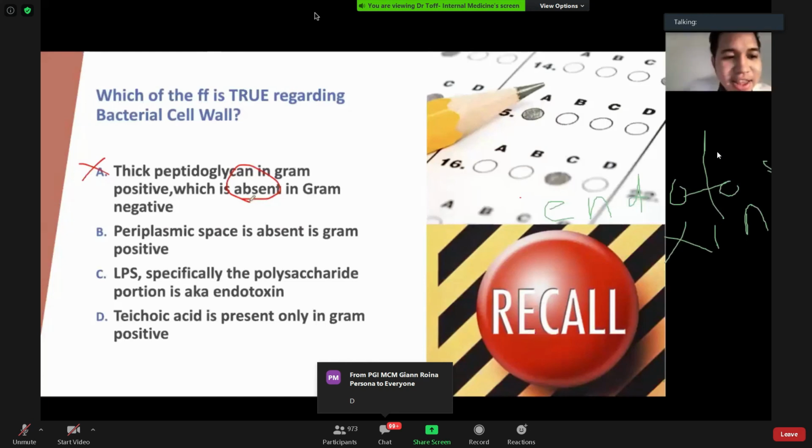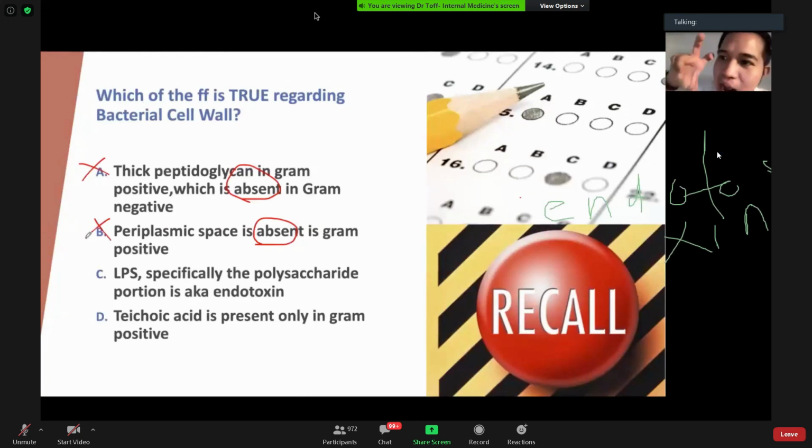Okay, next, letter B. Periplasmic space is absent in gram-positive. False ulit yan. Why? Because the periplasmic space is present in both. Yun nga lang, sa gram-positive, it's thin. Okay? It's thin, not absent. Okay? Sa gram-negative, makapal siya ang periplasmic space. Is that clear? Alright.